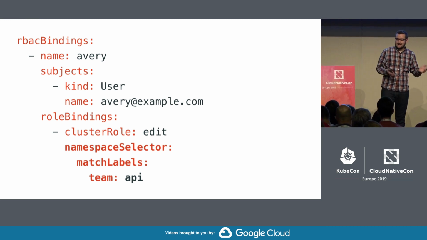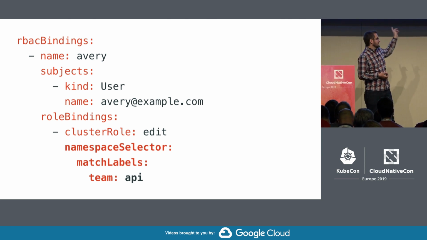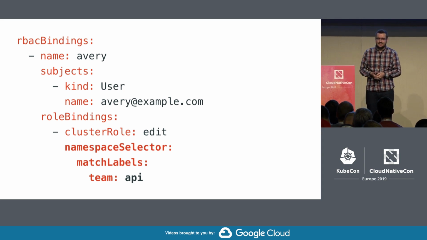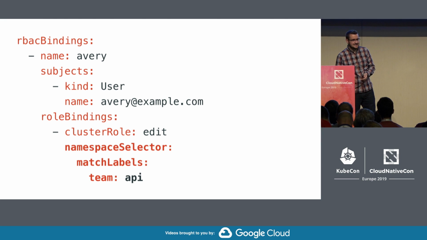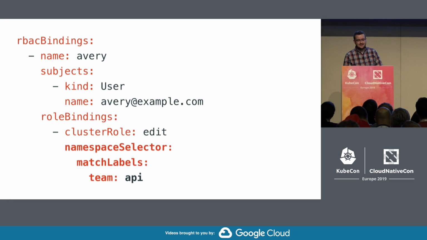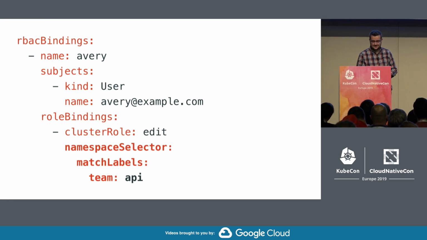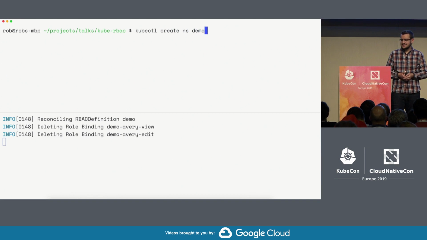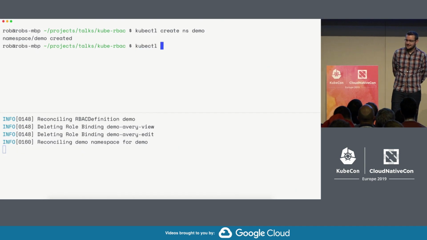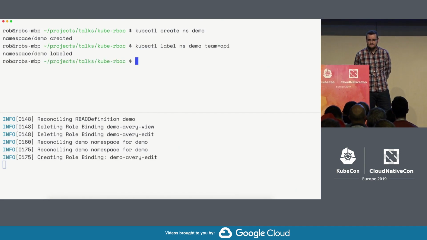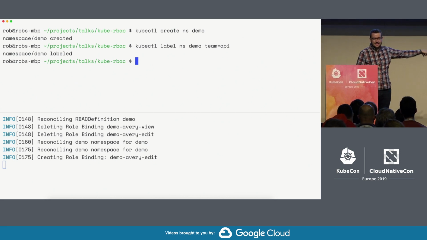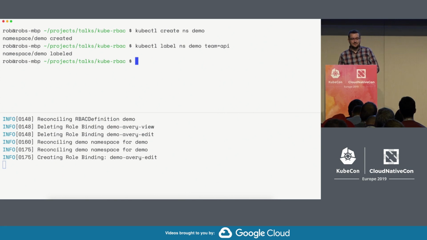We now support namespace selectors. So anytime that a namespace has a label team equals API in this example, Avery is going to get edit access. And again, you can have a whole list of users here representing your API team. But to keep with our example, this is just going to be Avery getting this access. So we're going to create a new namespace called demo, and we'll label it team equals API. And when we do that, if you notice below, RBAC Manager has automatically created that role binding for us, so Avery has the access we want.